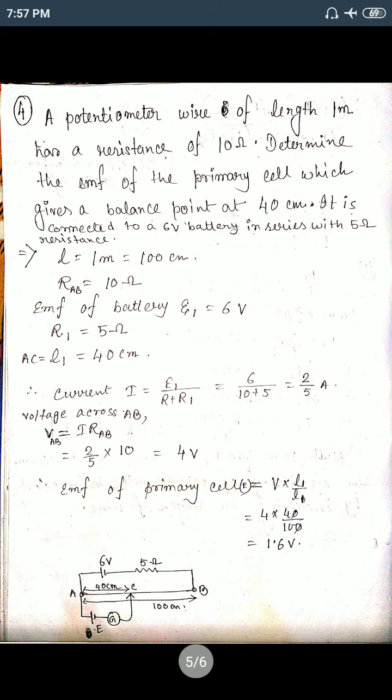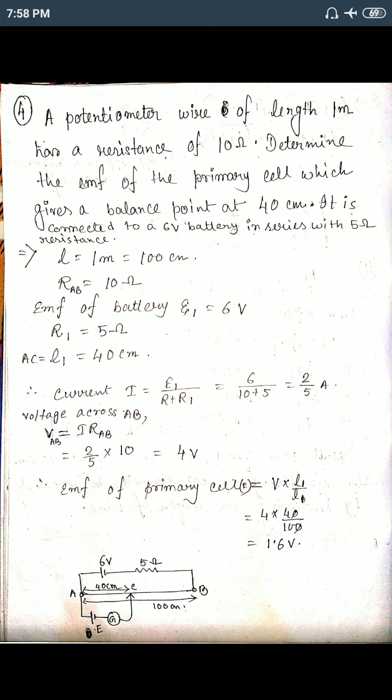Fourth number. Here I will forget to draw this diagram. That's why at last I will draw this for your understanding purpose. So a potentiometer wire of length 1 meter, AB equals 1 meter, that is equal to 100 centimeter, has a resistance of 10 ohm. So RAB equals 10 ohm. Determine the EMF of the battery cell which gives a balance at 0.4 centimeter.